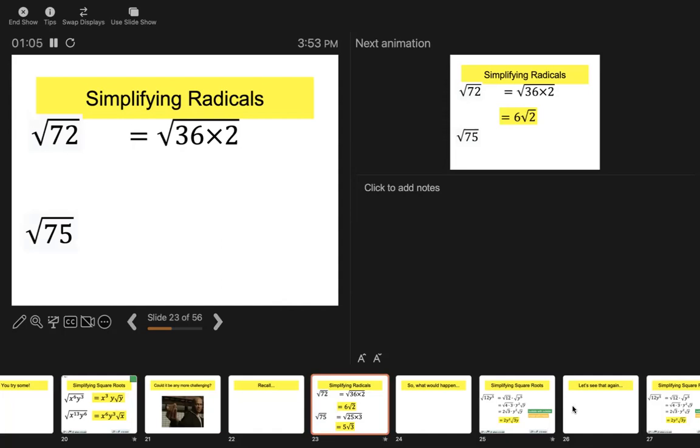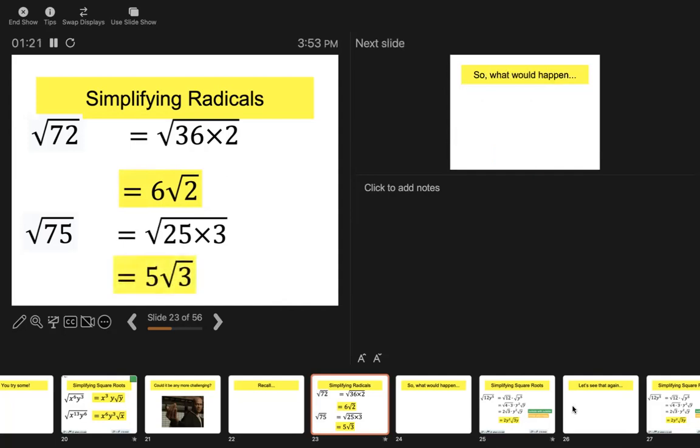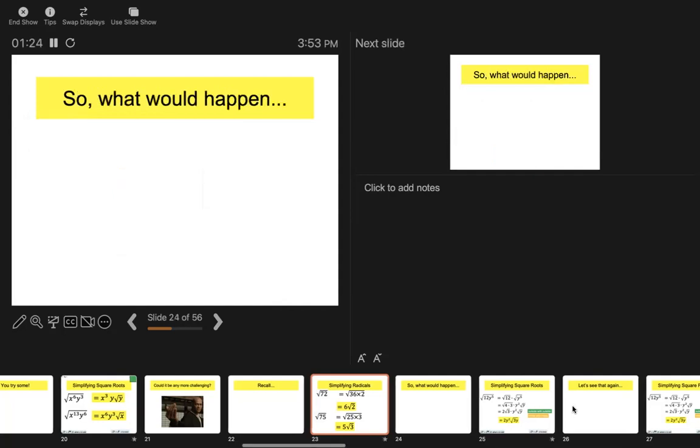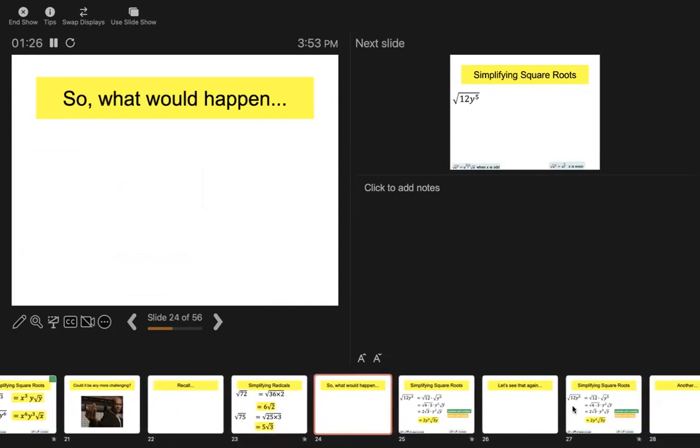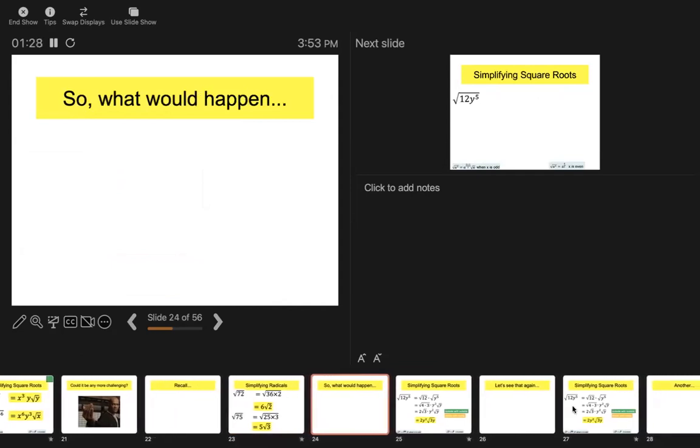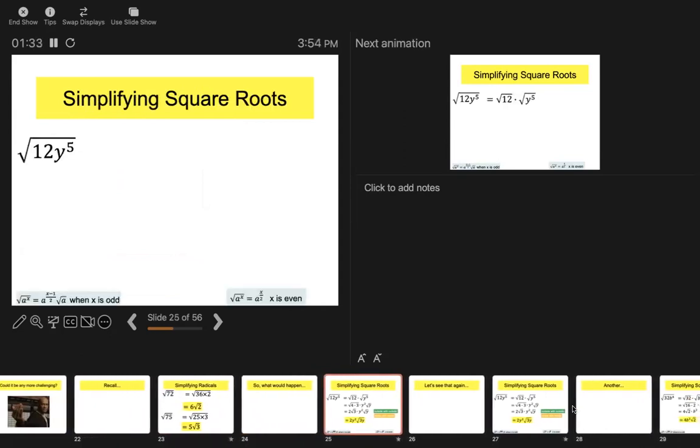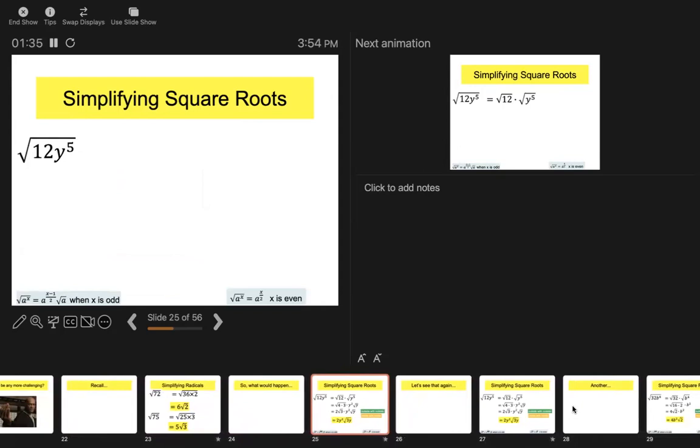So 36 times 2 is 72. And the square root of 36 is 6. So we get 6 root 2. Same thing for 75. What's the largest perfect square? That would be 25. 25 times 3 is 75. And the square root of 25 is 5. So keep that in mind and think about what would happen if we combined what we just did with numbers with what we previously did with variables. So you would have a number and a variable inside of a square root symbol.